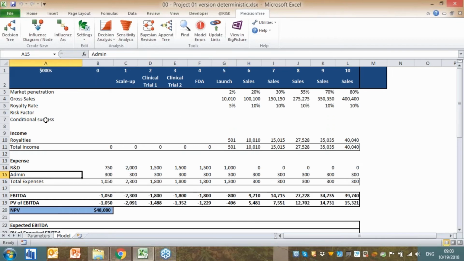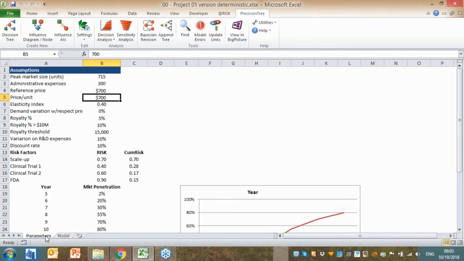Now, the construction of this simplified version of our model comes from parameters. For example, there are some assumptions with respect to the size of this evaluation model. There is some information on the peak market size, the administrative expenses per year, and the reference price per unit we are going to sell the product for. There's some additional information on the royalties being paid for the licensing agreement of the research project.